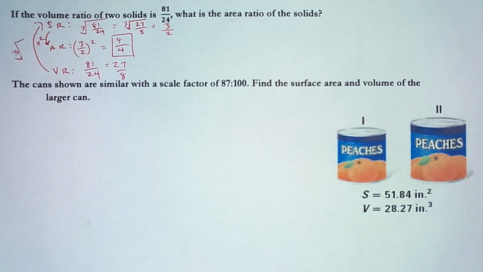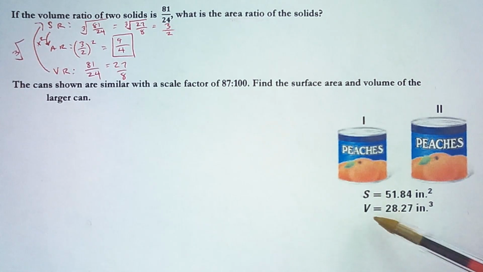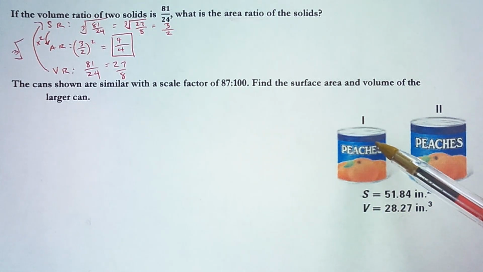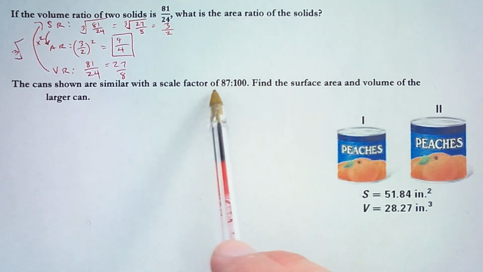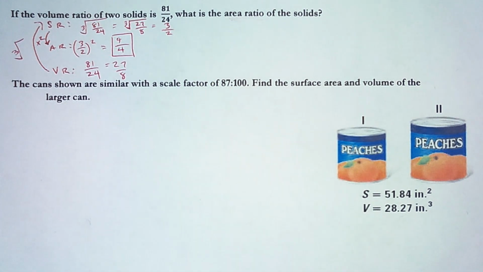Hey everybody, in this video we are going to apply what we've learned about similar solids. So here we have two different cans of peaches, and the surface area and volume of the smaller can are known, and what we're going to do is find the surface area and volume of the larger can. We are given that they have a scale factor of 87 to 100.